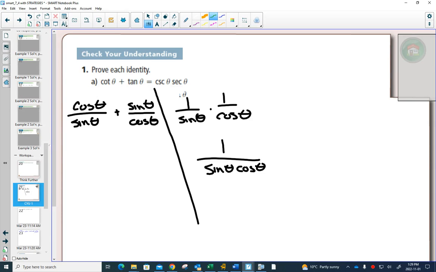So as far as showing your work, here you might multiply top and bottom by cos theta, and here you multiply top and bottom by sine theta. And a very common mistake in proofs is getting lazy and not writing the theta.